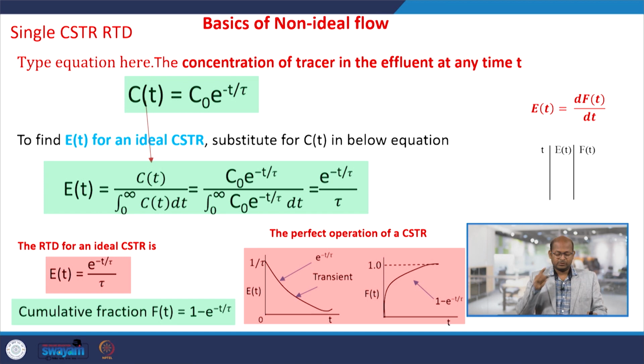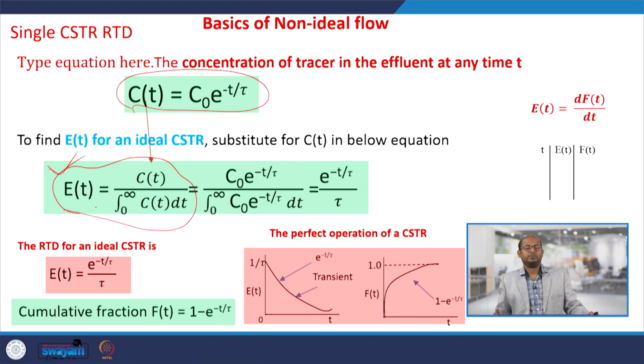We have derived this from the material balance. Now E(t) for an ideal CSTR we can express as C(t) divided by the integral from 0 to infinity of C(t) dt. This is how you can write E(t). Now substitute this C(t) in both the numerator and denominator, and then the equation should be like this, and after integration we can get this.